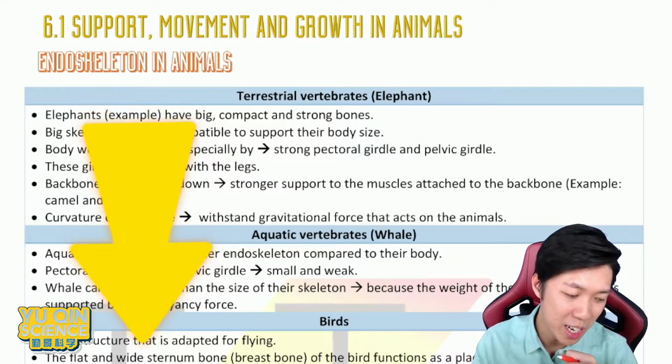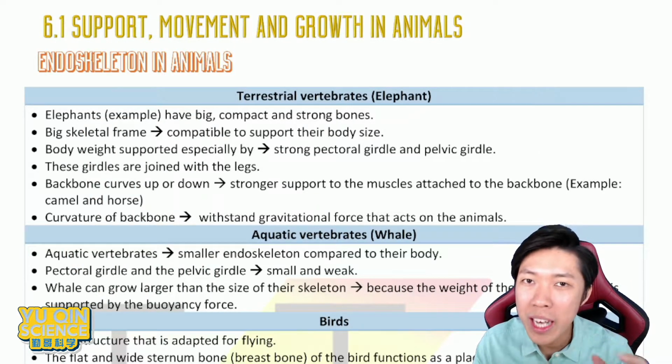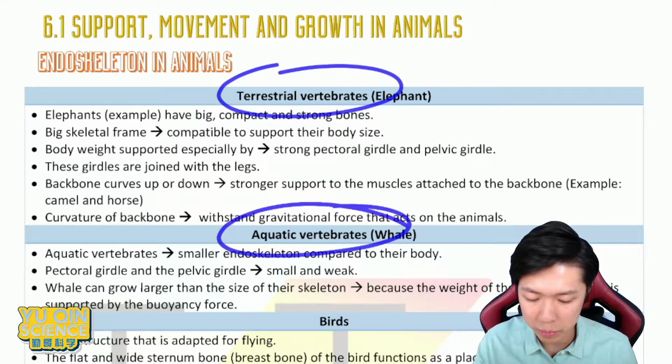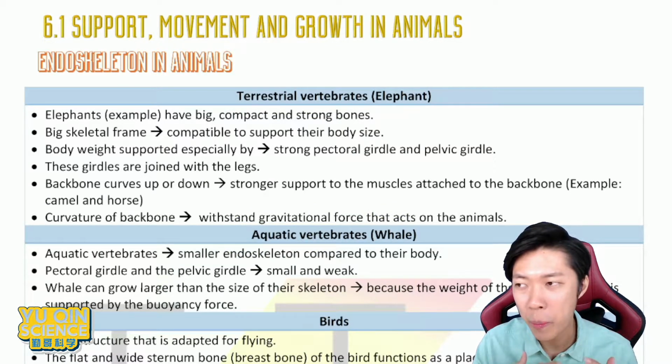Okay, so we'll get right into it. This part will talk about 3 categories. So we have terrestrial vertebrate, aquatic vertebrate, and birds. That's the 3 categories that you have to compare or differentiate. Then we are done for the topic.